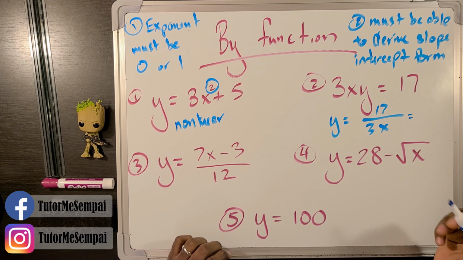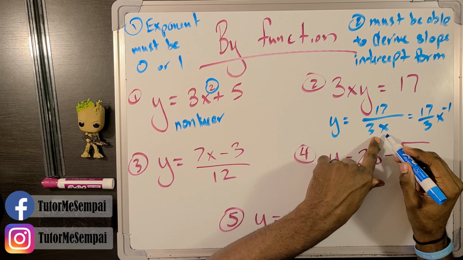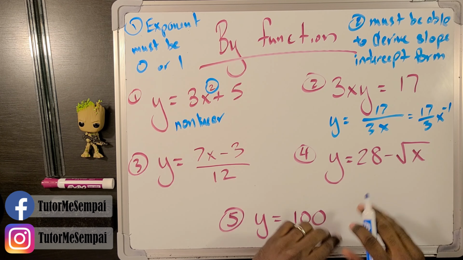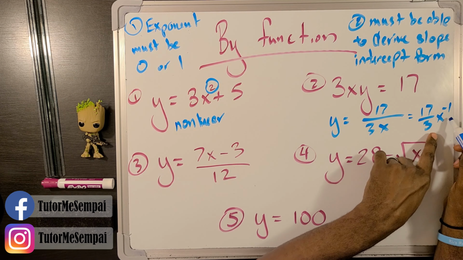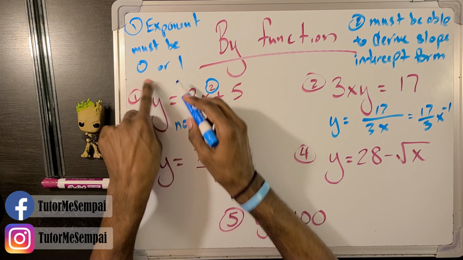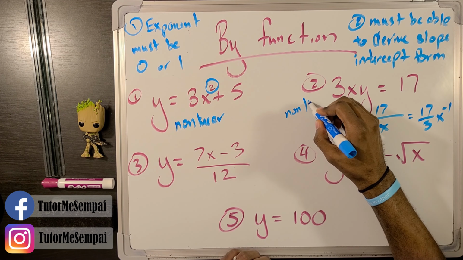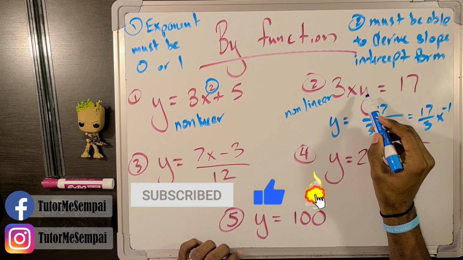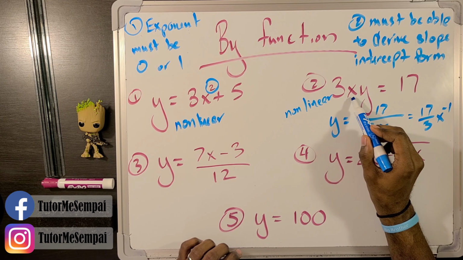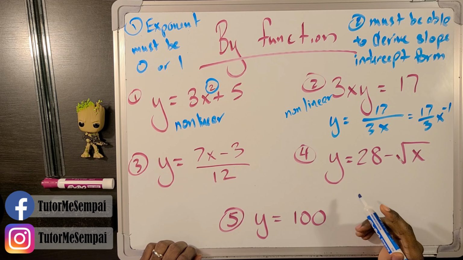Exponent must be 0 or 1. We know that you can rewrite this as 17 over 3x to the negative 1, right? Anytime you have your variable in the denominator, you can always put it in your numerator by giving it a negative exponent. So this exponent of negative 1 is not 0 or 1. Therefore, this is non-linear. So you see, we have to manipulate that a little bit, but if you realize by getting y by itself, you're going to end up with a negative value in your exponent, you can already write it off as a nonlinear.